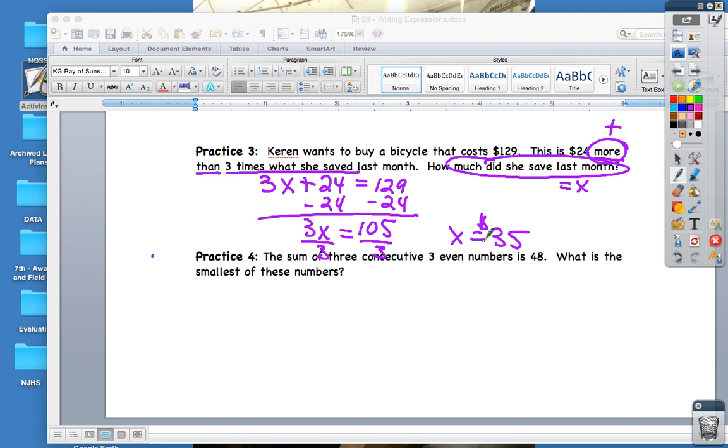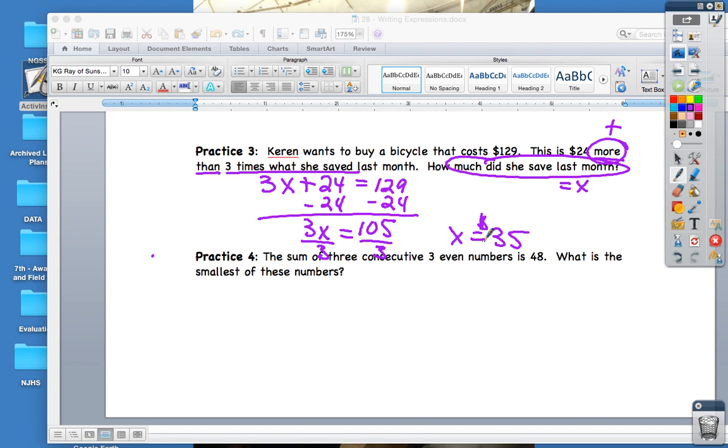So now we ask ourselves, does our answer make sense? You got that, didn't you, Blake? Good job. So 35 times 3 is $105. And we add that to the 24, that's $129. It does make sense. Okay, always go back and see if your answer made sense. Any questions on number 3?